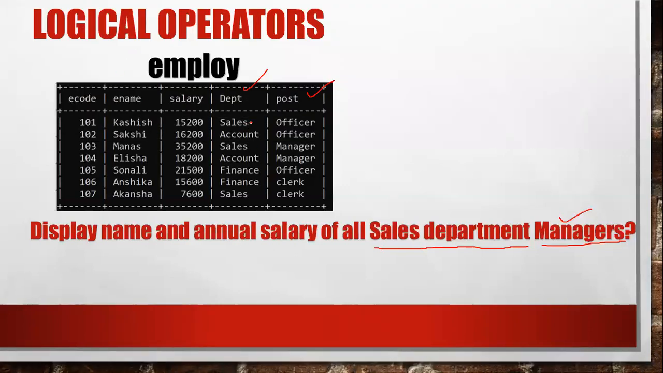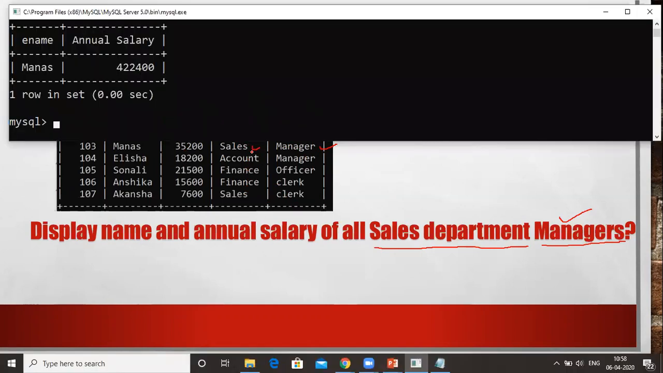Kashish is also in sales department, but she is working as an officer. Okay, then the next record is Manas. He is working in sales department as a manager, and you can see that other record is Akansha, but she is working as a clerk. So only person who is working as a manager in sales department is Manas. That's why we are getting the record of Manas as an answer in this case.